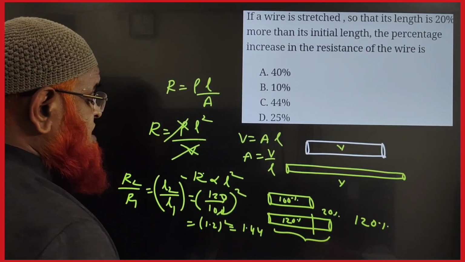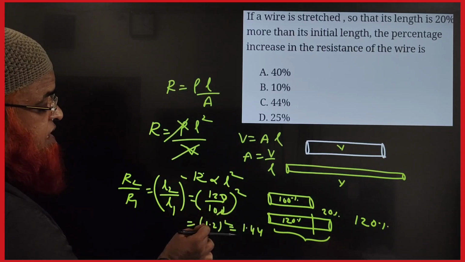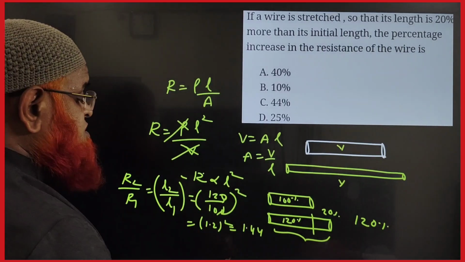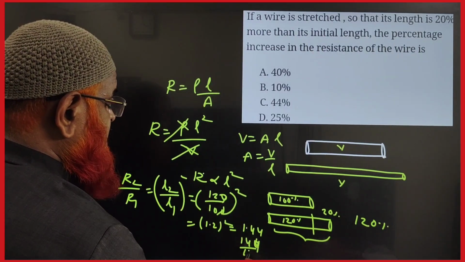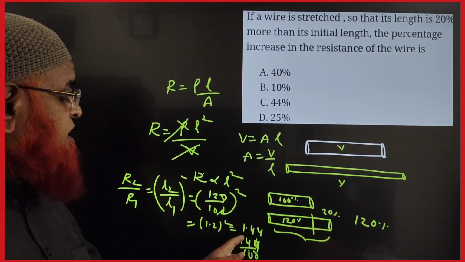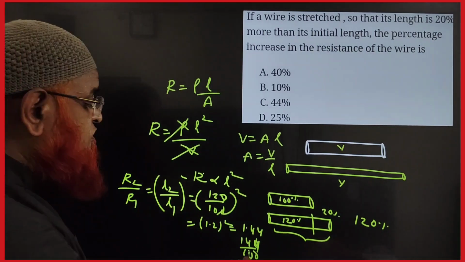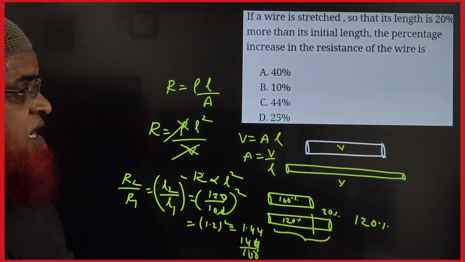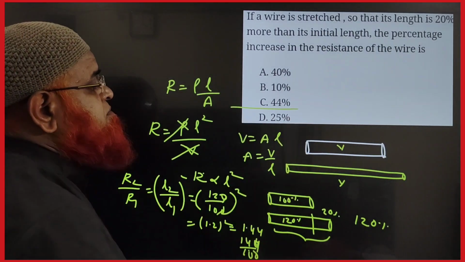So 1.44 means what is the meaning? How much is going to be extra? See, 120 by 100 means 1.2. 144 by 100 means 1.44. How much is extra? 44% is extra. Simple technique.